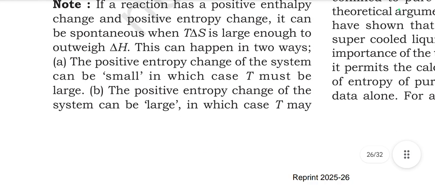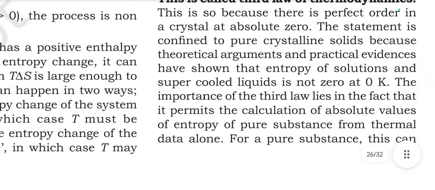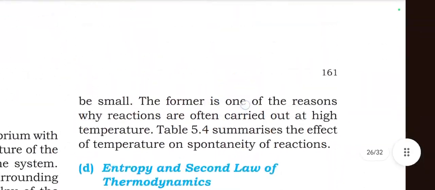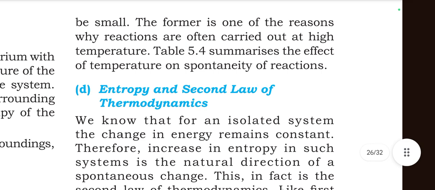Note, if a reaction has positive enthalpy change and positive entropy change, it can be spontaneous when T delta S is large enough to outweigh delta H. This can happen in two ways. The positive entropy change of the system can be small, in which case T must be large. The positive entropy change of the system can be large, in which case T may be small. The former is one of the reasons why reactions are often carried out at high temperature.